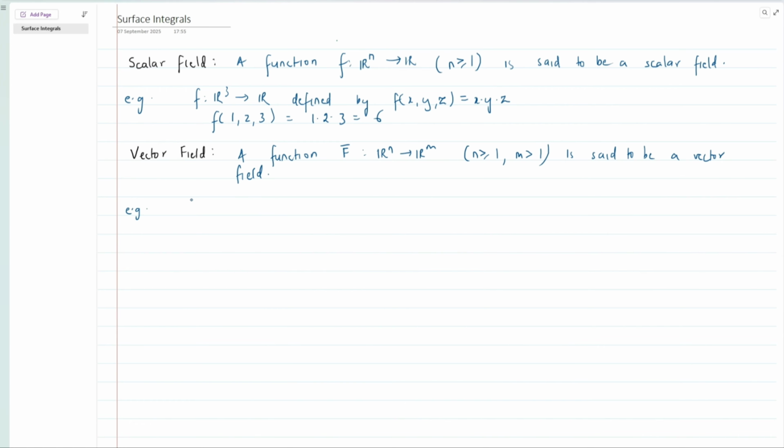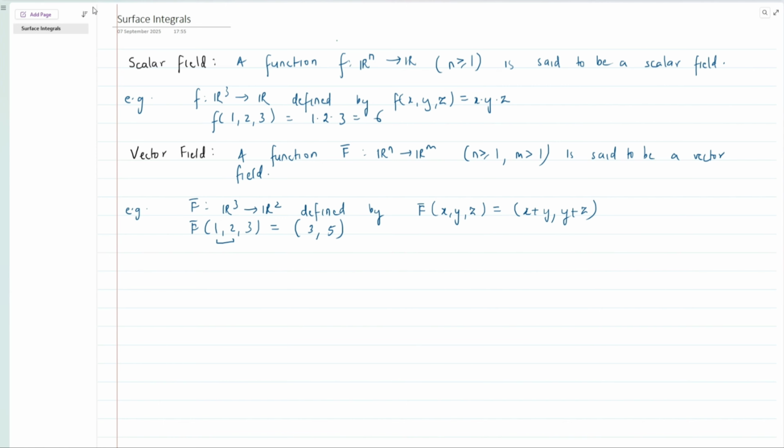So for an example, let us take f bar from R3 to R2 defined by f bar of x, y, z is equal to (x plus y, y plus z). So again, if I were to find out what is f bar of 1, 2, 3, the first coordinate is x plus y, and in our case that is 1 plus 2, so we'll have 3, followed by y plus z, so that's going to be 2 plus 3, which is 5. So as you can see, a vector field returns us a vector in R2. Now we will be focusing on surface integrals of scalar field and vector field across this video.